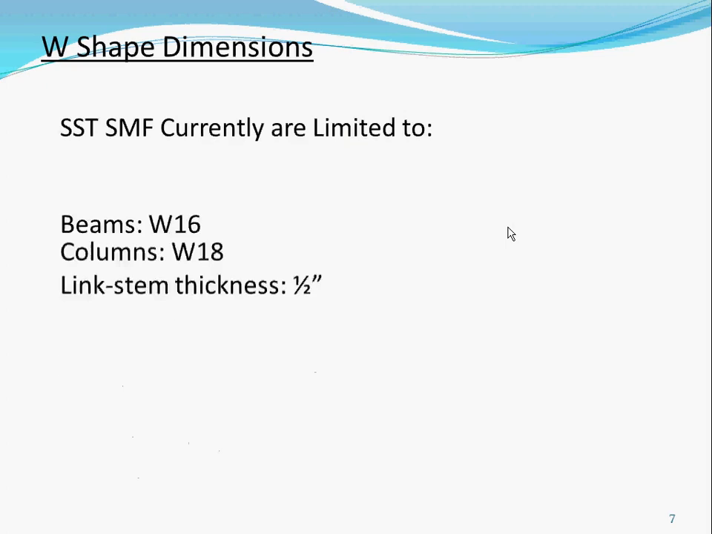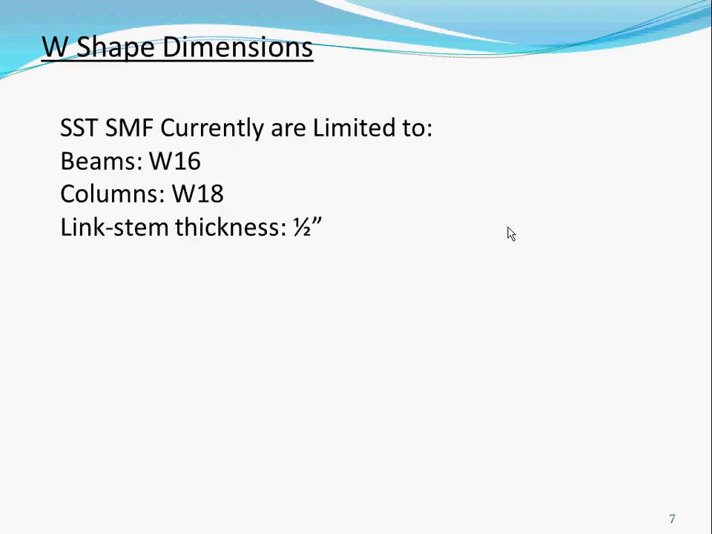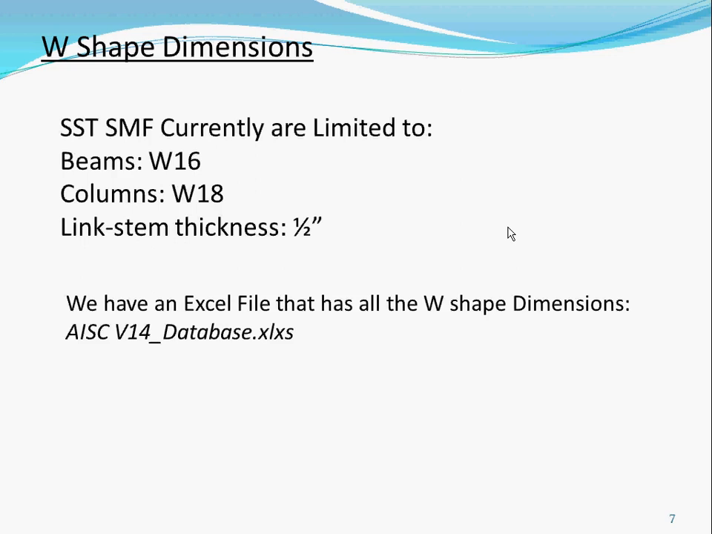Like I said, we're currently limited to W16, W18, and half-inch link thickness. I keep hammering it in. We do have an Excel database that covers the 14th edition, and I have included that in the training. So we could just use an Excel VLOOKUP to look up those properties instead of having to go to the table and look up each time.